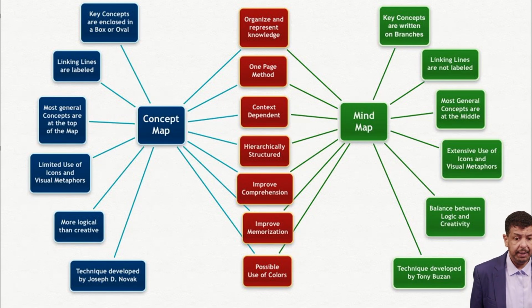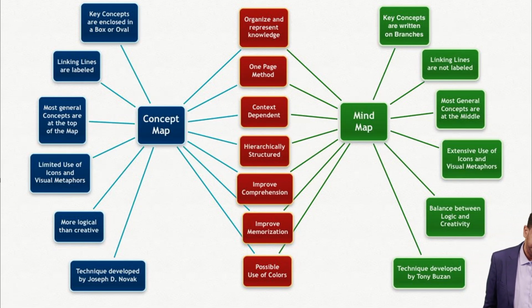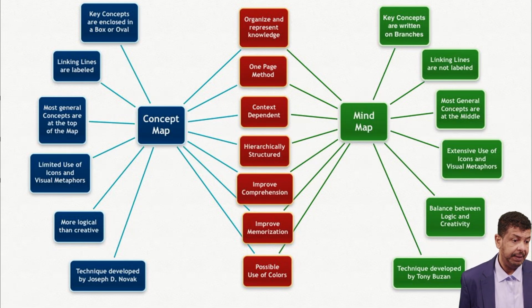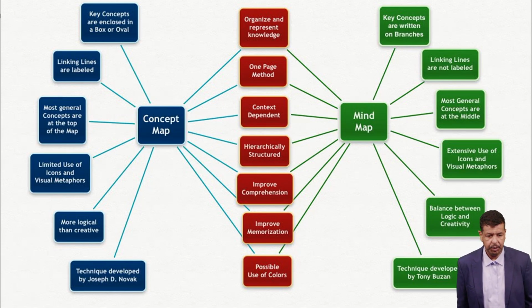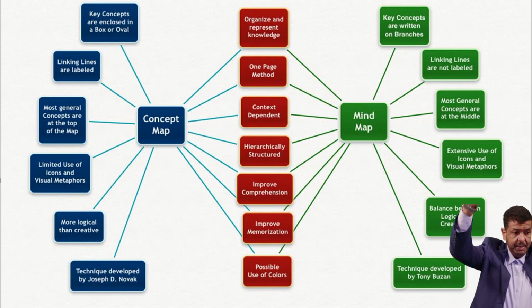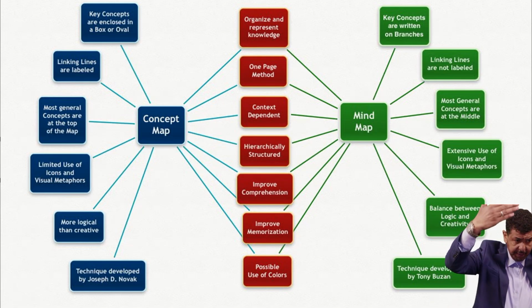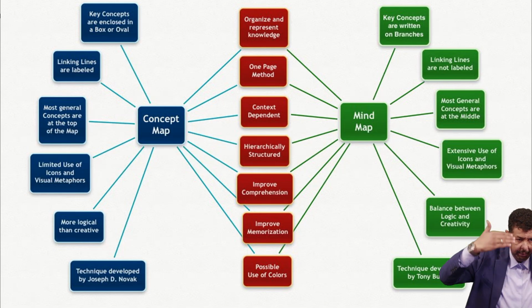The concept map is more logical than creative. In the mind map, we are balancing between logic and creativity. The concept map was developed by Joseph Novak, and the mind map was developed by Tony Buzan. But in the middle here is the area of commonalities and similarities between them.